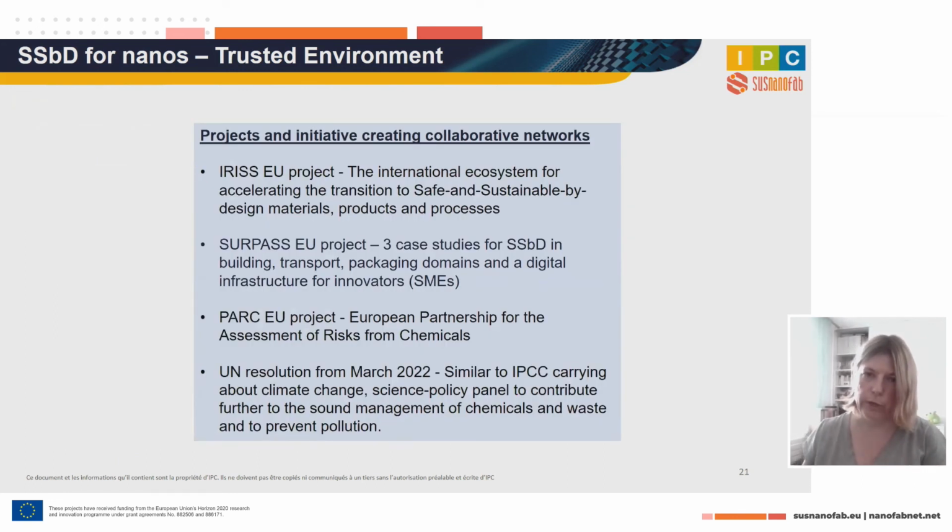Several European projects or international projects are going through this trusted environment project. You have here examples. Several projects are starting. All these projects are starting since 2022. So there is the IRIS EU project, the Surpass project, the PARC EU project, and also this United Nations resolution calling for an independent scientist panel caring about safe and sustainable.